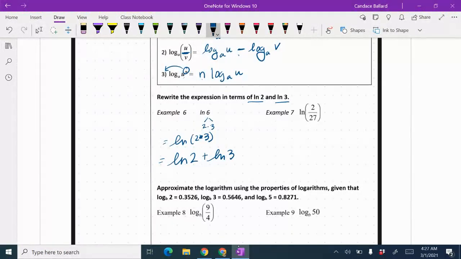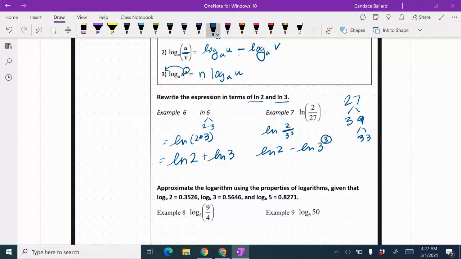All right, looking at example 7. I know that 2 is already 2. 27, though, let's see, it breaks up into 3 times 9. And 9 is 3 times 3. If you want to go the factor tree route, or if you know that that's 3 cubed, great. So I could rewrite this as the natural log of 2 over 3 cubed. Then I notice I have division, so that turns into subtraction. So the natural log of 2 minus the natural log of 3 cubed.